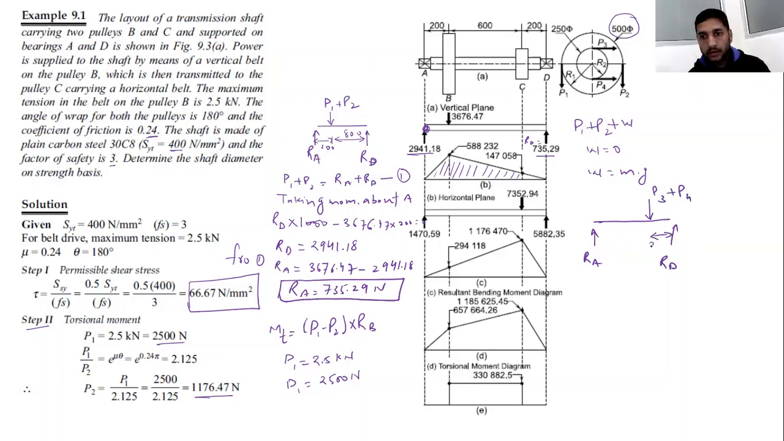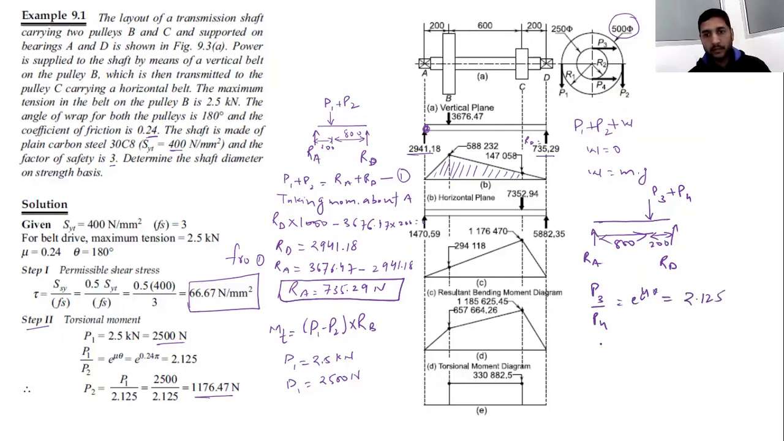Distance is 200 and this distance is 800. ठीक है ना. P3 और P4 चाहिए आपको. It means if you have the value of P3 and P4, then you will definitely calculate the reaction forces. So P3 by P4 will be equal to e raised to power of mu theta. और वो आपके पास सेम आएगा जो यहाँ पे था, because coefficient of friction is same. So it will be 2.125.